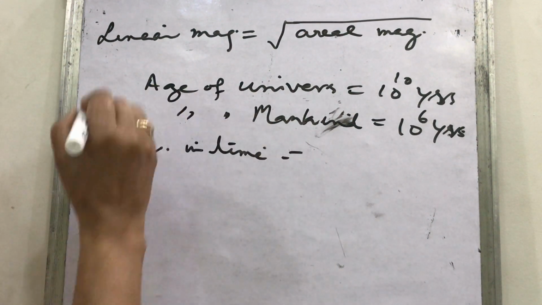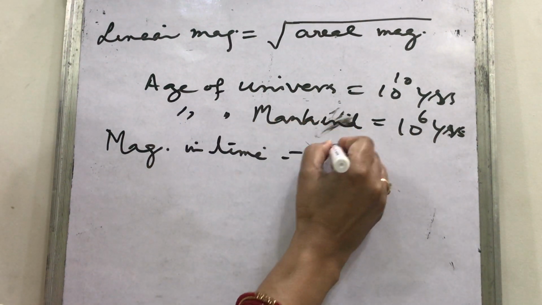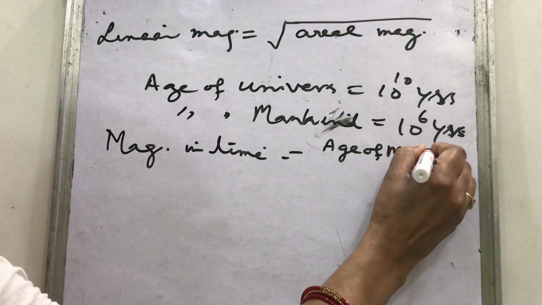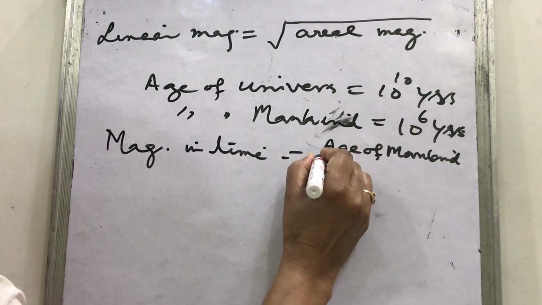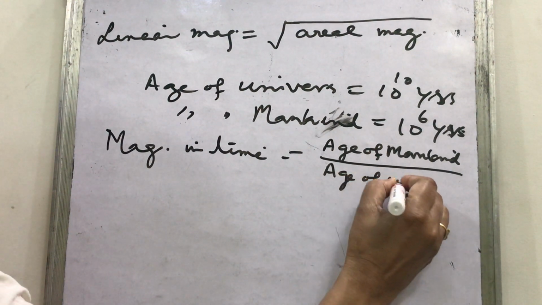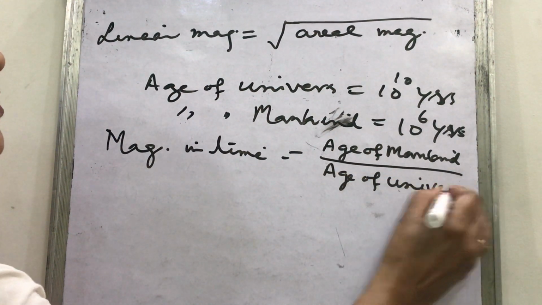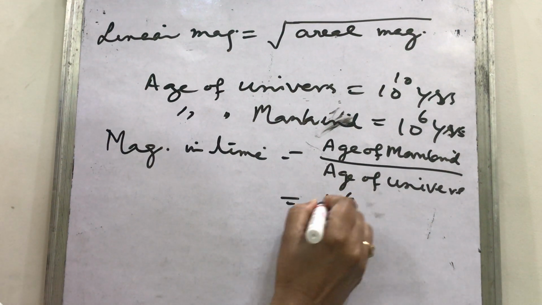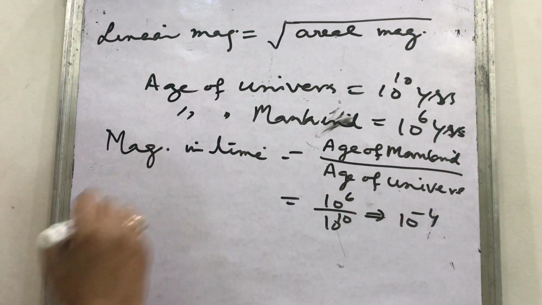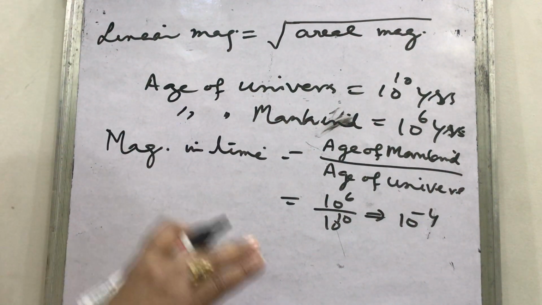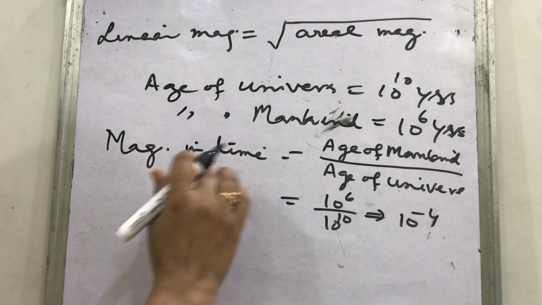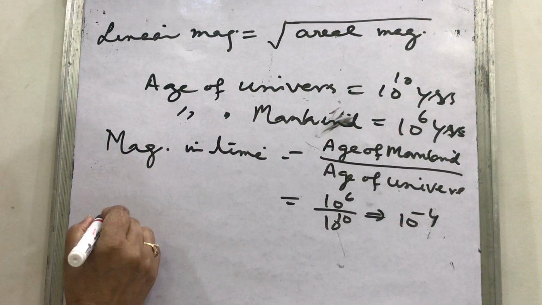You will write here the age of mankind, how much? This is given as 10 to the power 6 upon the age of universe. So you put in the value, what will you get? This is 10 to the power 6 upon 10 to the power 10, that is 10 to the power minus 4. In the second case, it is given that the age of the universe is 1 day, then how will you find the age of mankind?